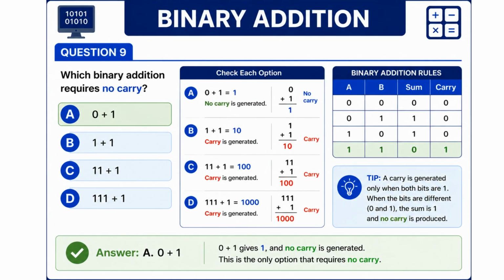Let's find the binary addition that requires no carry. Remember, a carry is generated only when both bits are 1. When we add 0 plus 1, the answer is simply 1, and no carry is produced. The other options all include 1 plus 1, so they generate a carry. Therefore, the correct answer is option A, 0 plus 1.